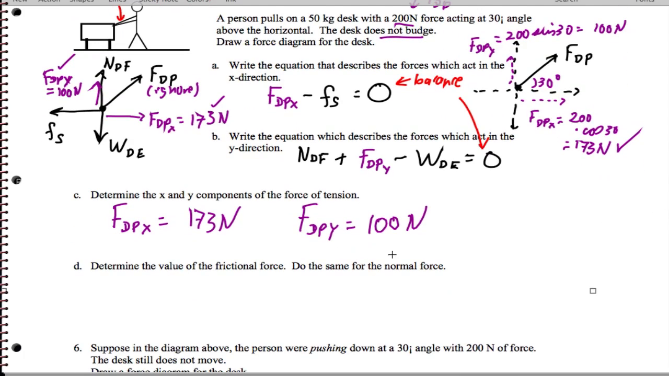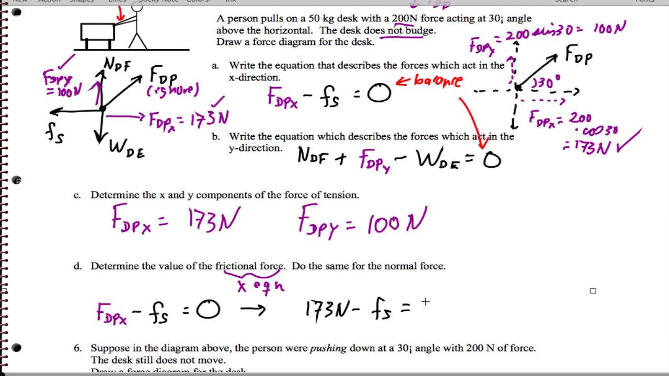Now it says determine the value of the frictional force. We're going to use this equation here. So we're going to use the x equation. When they say determine the value of the frictional force, they really mean use the x equation. So let's go ahead and do that. I'll just recopy it right here. And so when I plug in my numbers, I will actually get that 173 newtons minus the frictional force equals 0. So I'm left that the static friction equals 173 newtons.